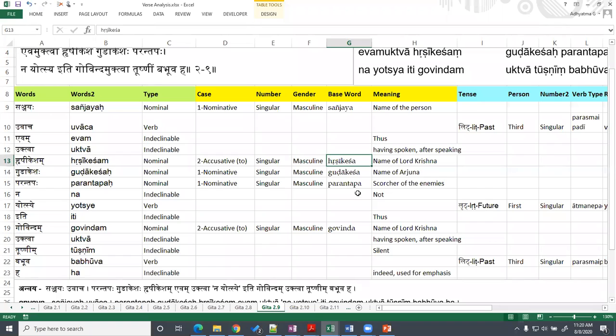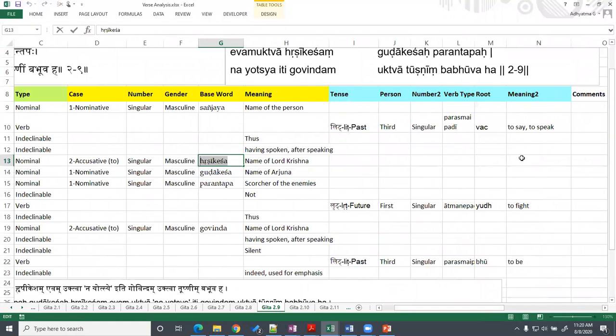Hrishikesha, it is a compound word. It actually means Hrishika plus Isha. So the way this word is formed, Hrishika plus Isha. Hrishika is the organs, the sense organs, and Isha is the Lord. So, the Lord of the sense organs.